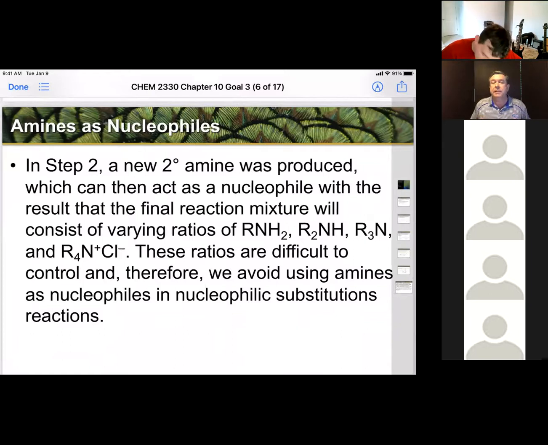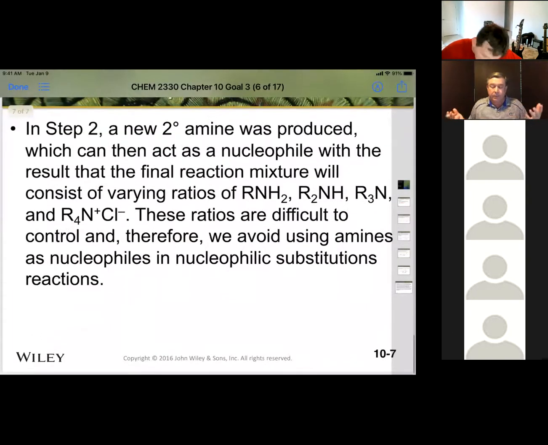And then it can still act as a nucleophile, and therefore it can give us our quaternary ammonium salt. So what this means is it's very hard to use an amine as a nucleophile to stop at a primary, a secondary, or tertiary amine. You will always get a mixture of these. So we have to have a strategy so we don't have this mixture of products in our reaction mixture. We have a way of doing that by not using it as a nucleophile, using some other reagent, like converting it into an amide and then reducing that amide down.